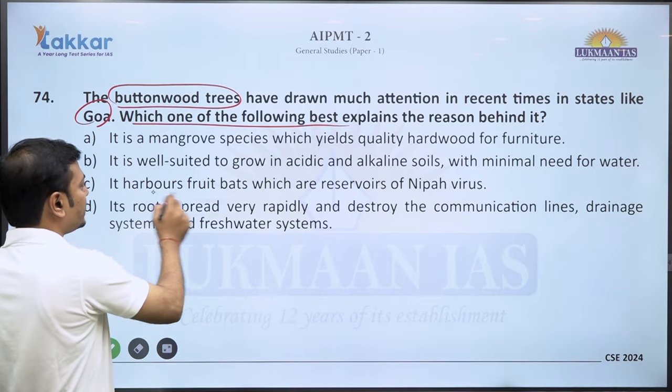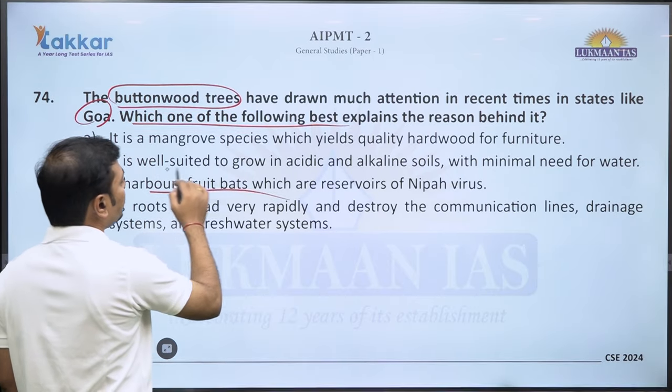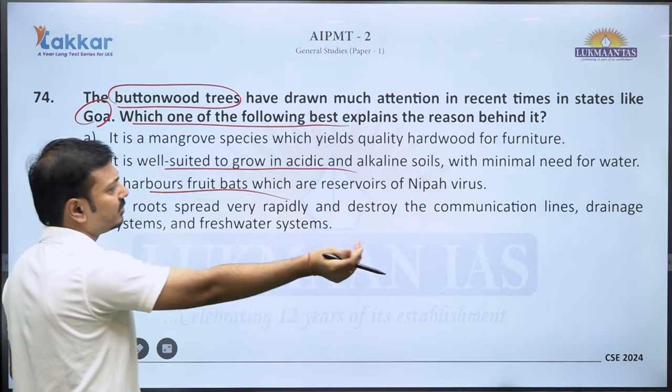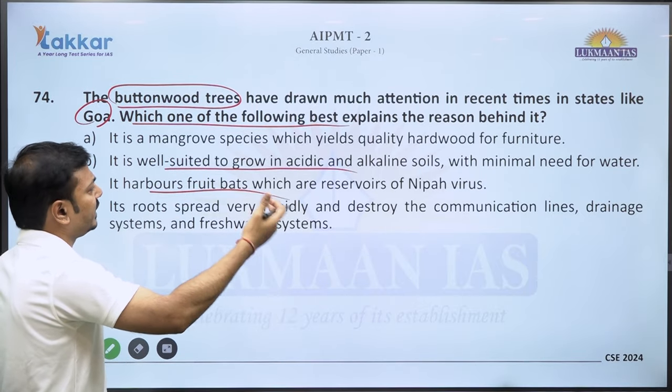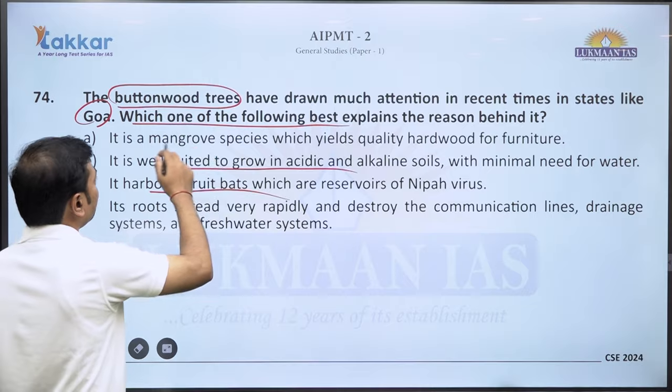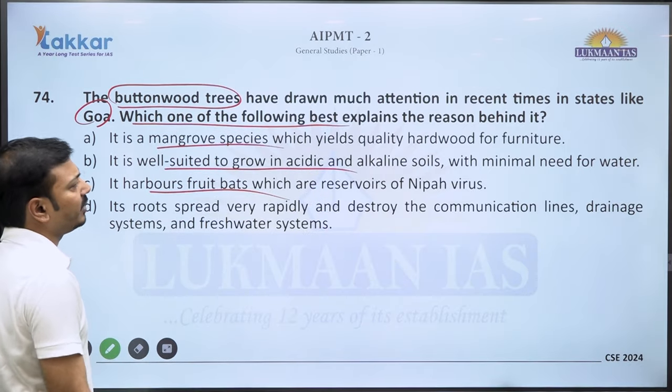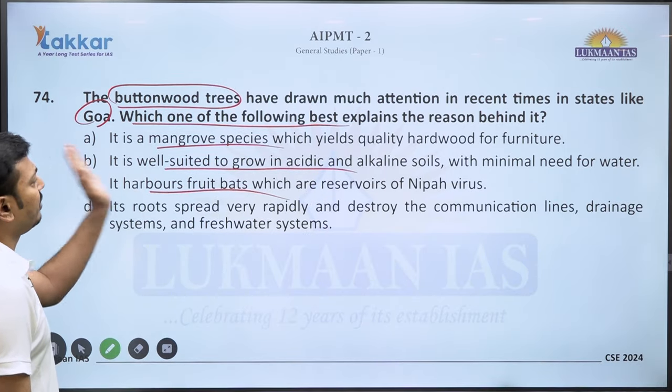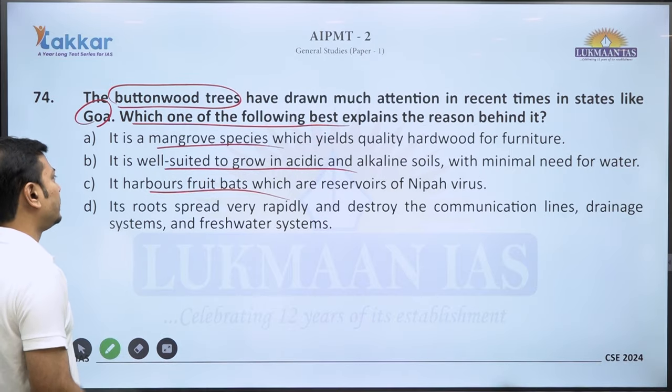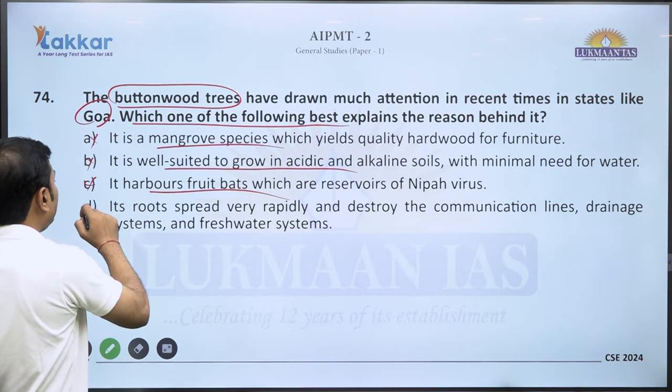Like Nipah virus was in news. ठीक है. So, well suited to grow in acidic and alkaline soil. Minimal water needs, so sustainable growth. A mangrove species which gives high quality hardwood. हमें लग सकता है गोवा में मैनग्रोव स्पेसीज होगा, but all three are incorrect, rather D is the correct statement.